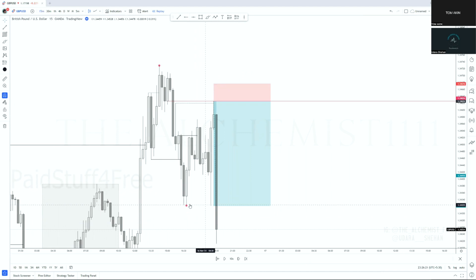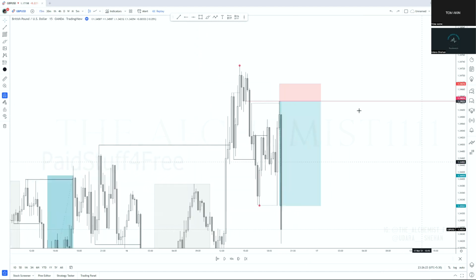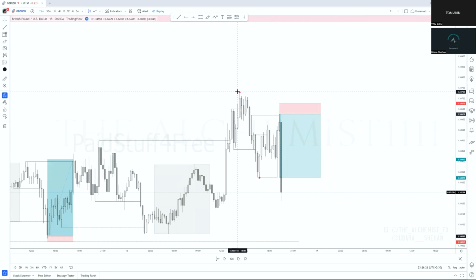So this is all you do. Just take out everything in here, because are we in a good place to swing right now? Not yet, right? The higher time frame zones are here.